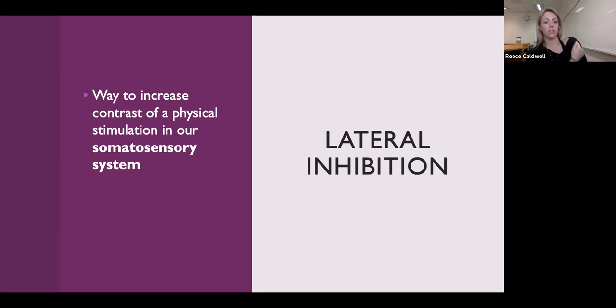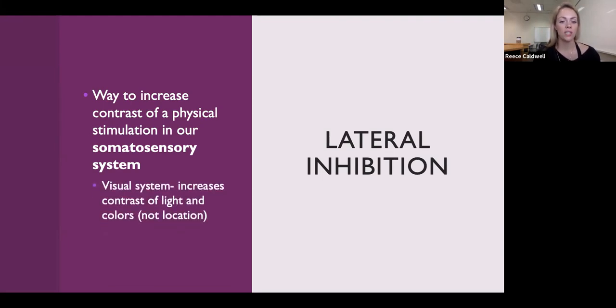Whenever we are touched in a certain area, we know we're being touched here instead of this entire area. Whenever we're touched in 2 different spots, we know we're being touched in 2 different spots instead of just this one spot in between. We are increasing the contrast of that stimuli. Lateral inhibition and the somatosensory system are very precise in identifying location.